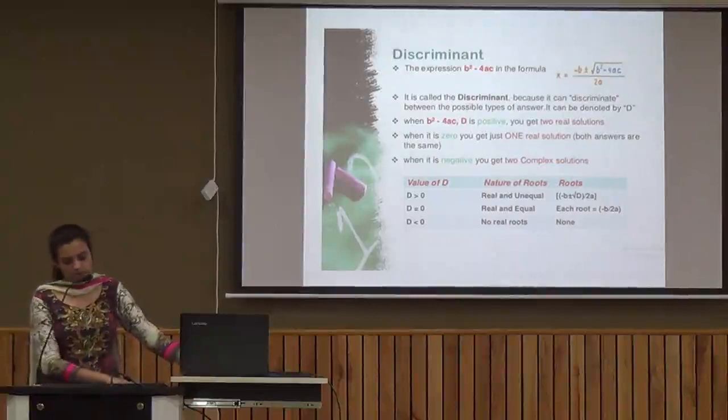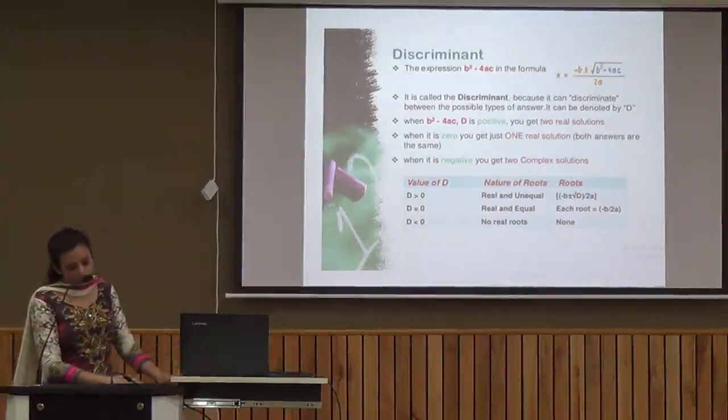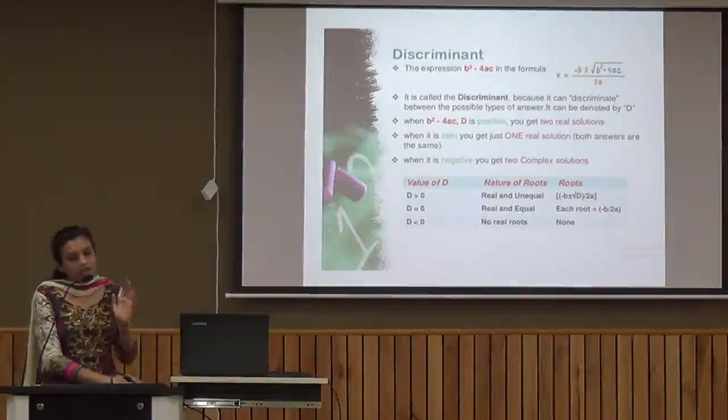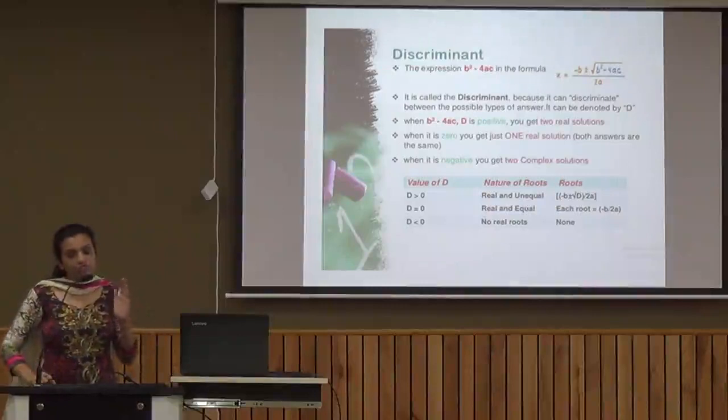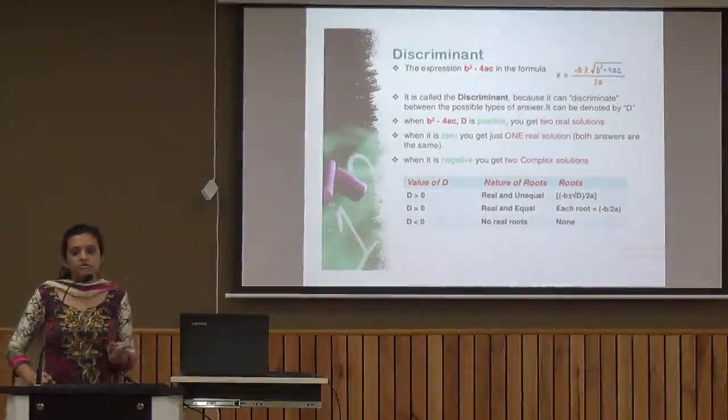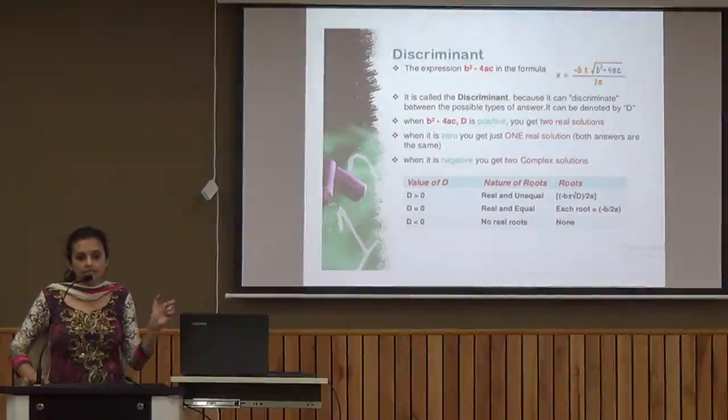Let's read the table. Value of d. In case d is positive, you get real and unequal roots. In case d is equal to 0, you get real and equal roots. Both roots are equal to minus b by 2a. That is, it will turn out to be a whole square identity.